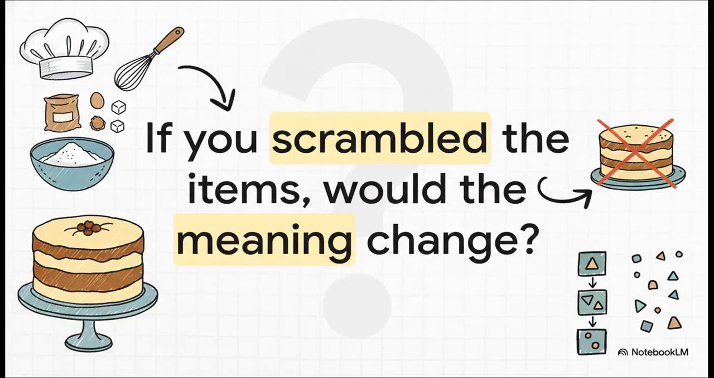And here's the simple test you can always use. If you scrambled the items, would the meaning change? Think about that recipe again. If you try to bake the cake before you mix the ingredients, well, you're going to have a problem, right? So if the answer is yes, if scrambling it changes the meaning, then you need an ordered list. It provides this built-in structural meaning that a simple list of bullet points just can't.